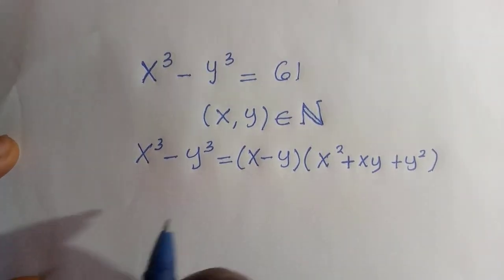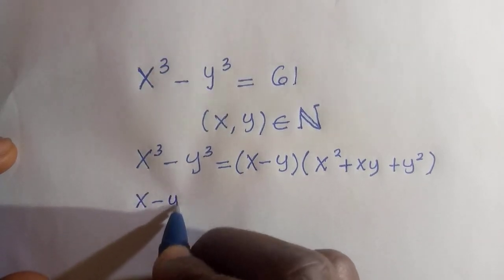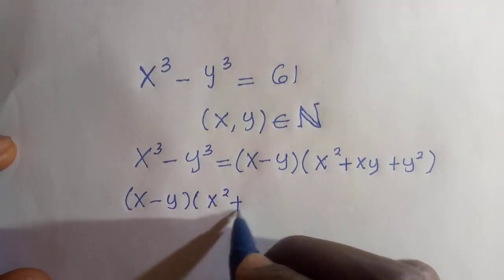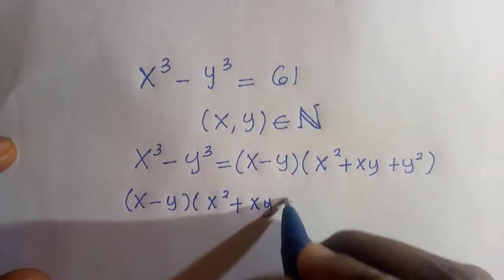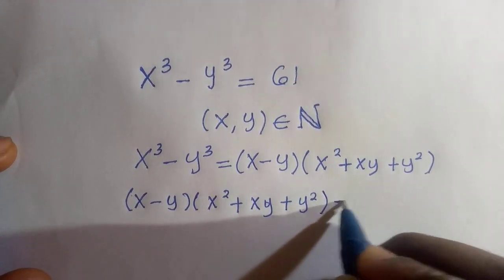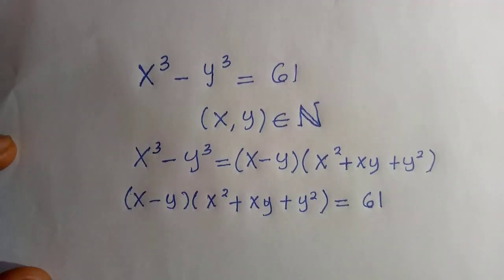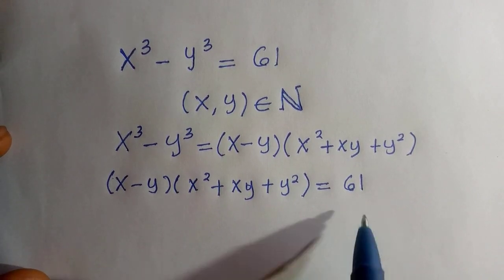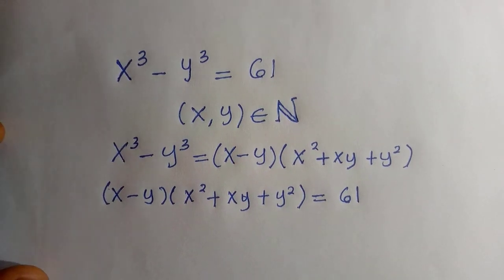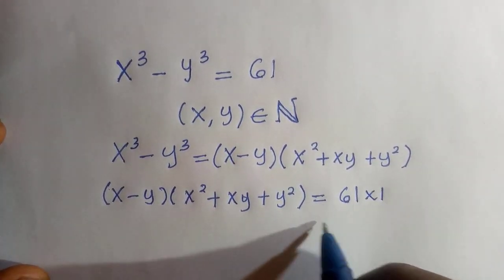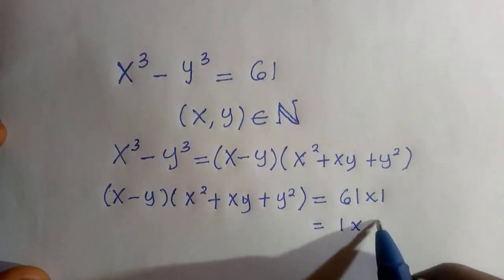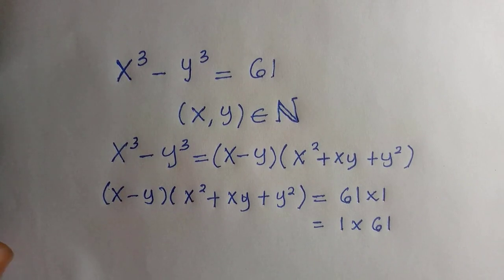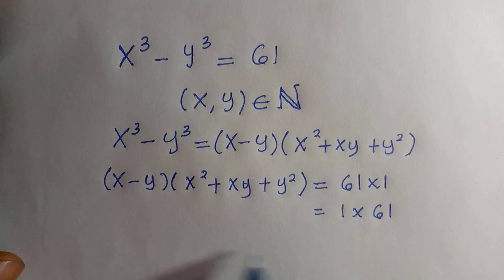So suppose we let it equal 61, as we have x minus y, open bracket, x squared plus xy plus y squared, equals 61. And since x and y are members of natural numbers, we need to look for the factors of 61. Suppose we multiply 61 by 1, and also 1 multiplied by 61. So these are the only two factors of 61. But which one are we going to pair this with?